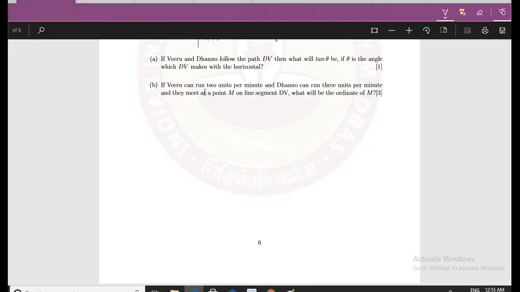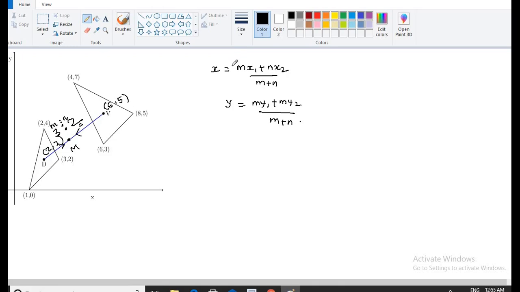Now in the question, it was telling that they meet at a point M, and asks for the ordinate of M. Now what is the ordinate? We don't need to find the x point here, we only have to focus on the y, because the ordinate is the coordinate along the y-axis. So for finding y, let's put in the values. M is already given here as 3. Let me mark this one as x2, y2, and this one as x1, y1.